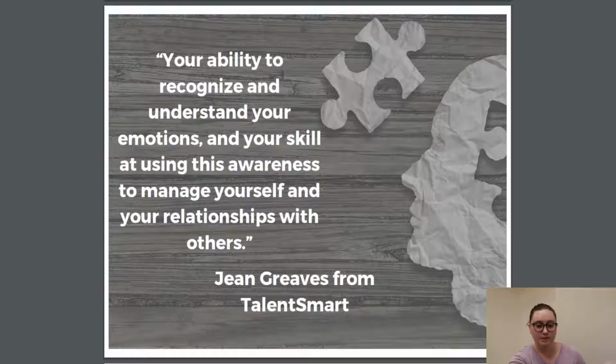Before we dive too deep into this model, I want to first talk about what emotional intelligence means. According to Greaves from TalentSmart, emotional intelligence is your ability to recognize and understand your emotions and your skill at using this awareness to manage yourself and your relationships with others. The Emotional Catch, Observe, and Release model, also known as E-Core, can be utilized in both your personal and professional life. This model is said to leave a person feeling empowered and in control of their emotions.